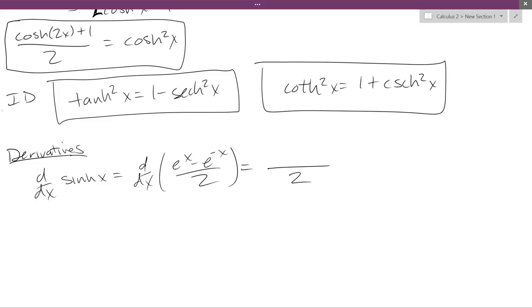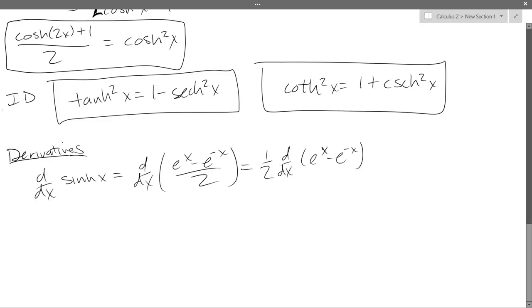Don't use the quotient rule. That half is just a constant multiplier, so you don't need to go crazy with the quotient rule. If it's difficult to see why the half is a constant multiplier, I just rewrote it, multiply by half. So it should be pretty obvious right there. It's just a multiply by number, so you don't need to worry about that.